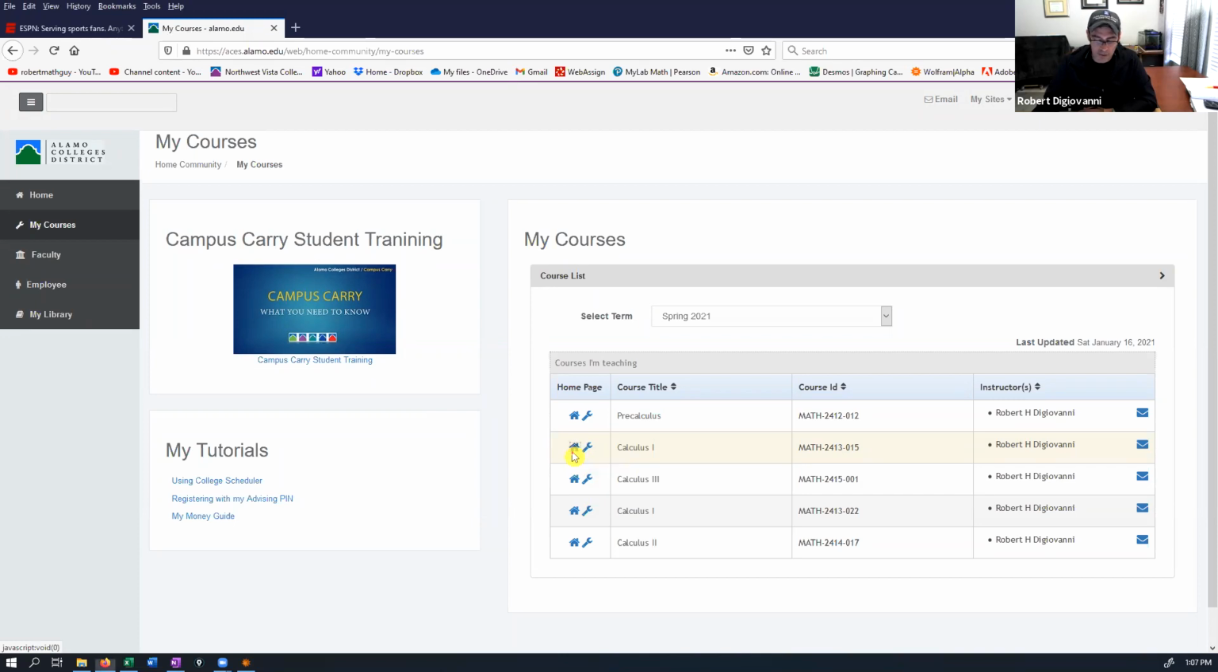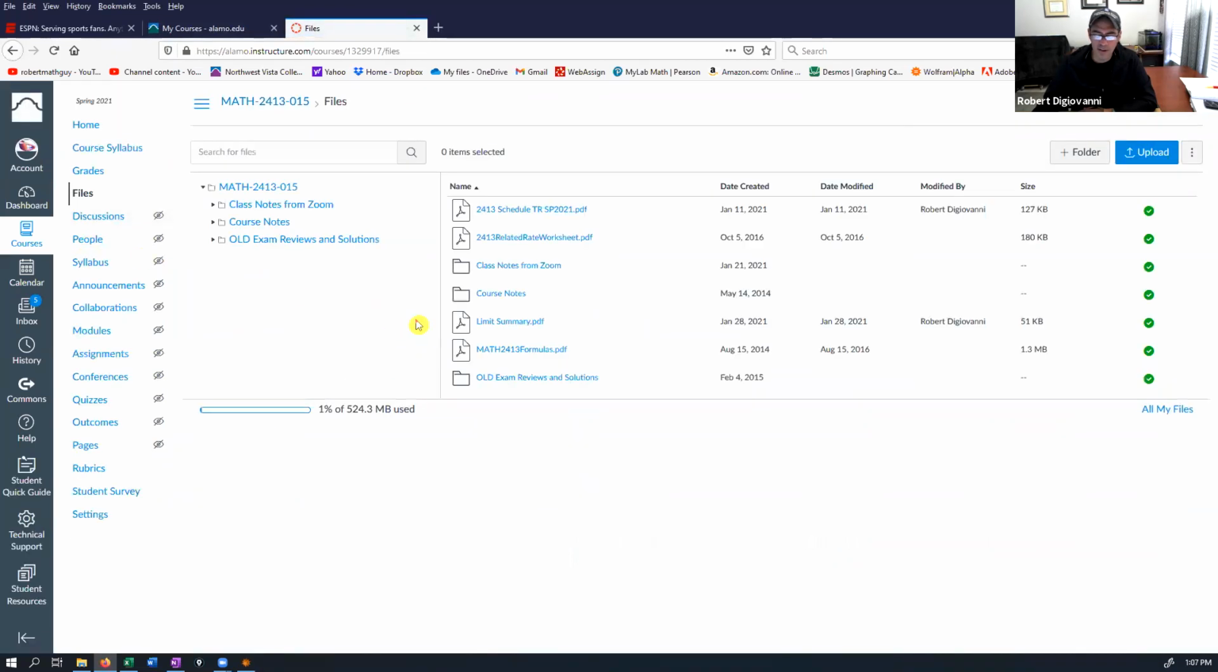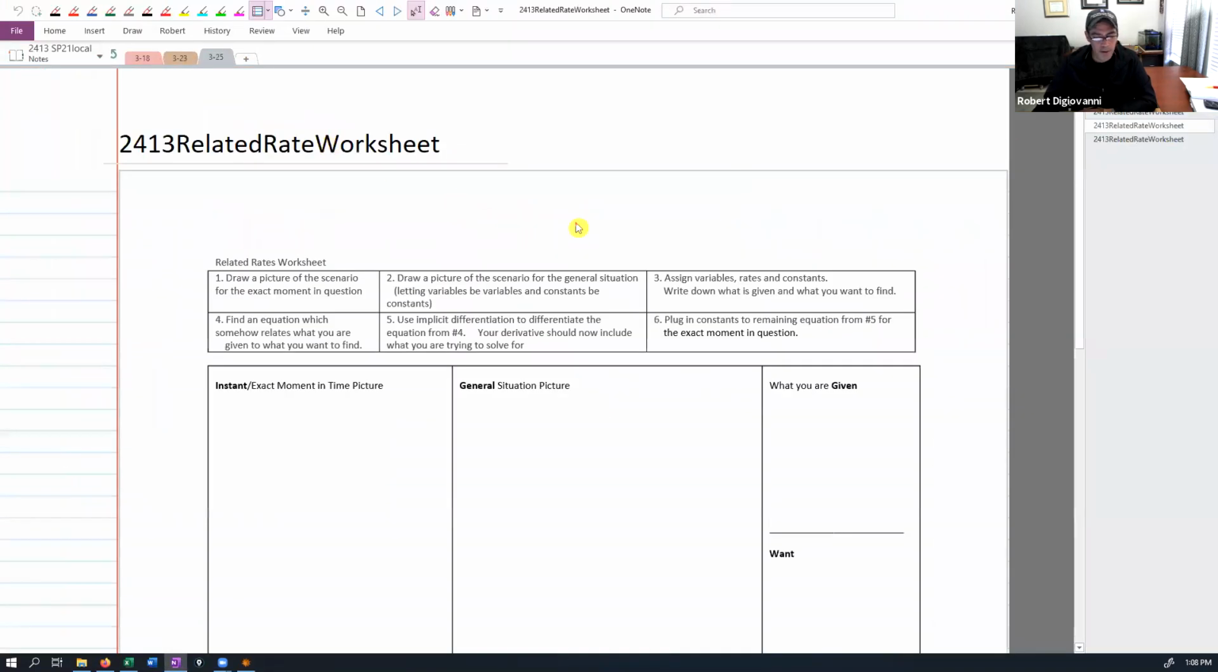If you go to our Canvas page, I just posted under files, or no, it's been here. I'm sorry. It's this thing called Related Rate Worksheet. You can download that if you'd like. I'm going to be working off of that right now. So if you want to know where you can get one of these, that's where it is. So here it is. This is the worksheet.